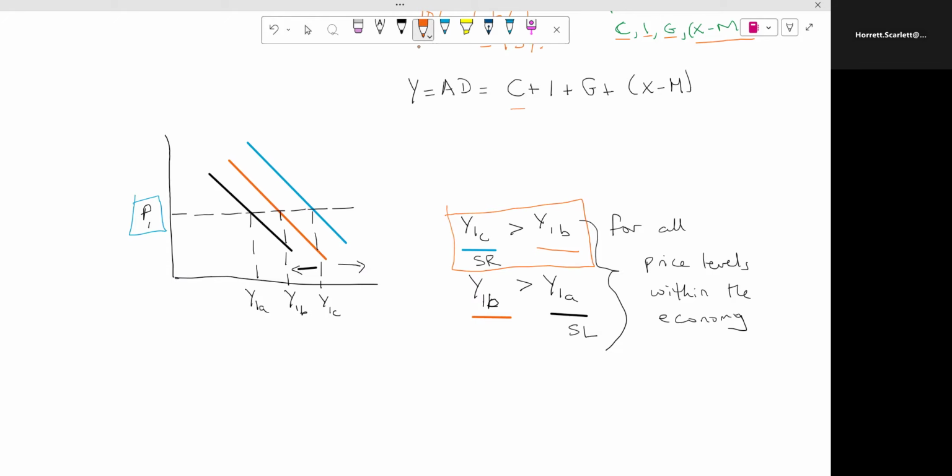Well, it could be that people are spending more. So households are spending more. It could be that investment is going up. So the firms are spending more. It could be that the government is spending more. Or it could be that the foreigners are spending more. Any one of these movements or combination of these movements, as long as it is not attributable to an increase or decrease in price, then that will cause a shift in the curve.